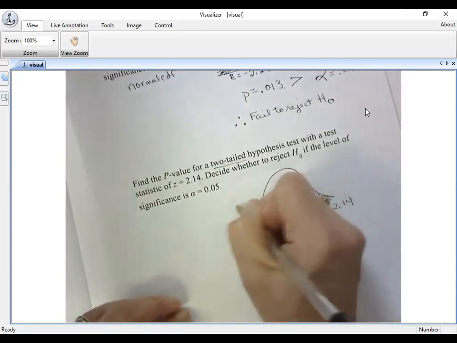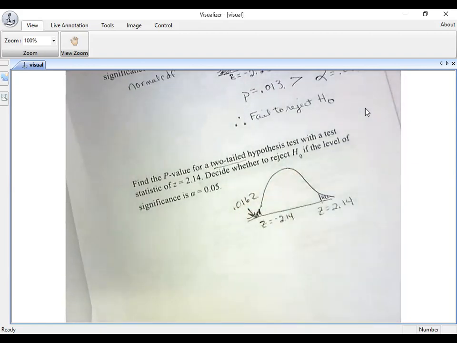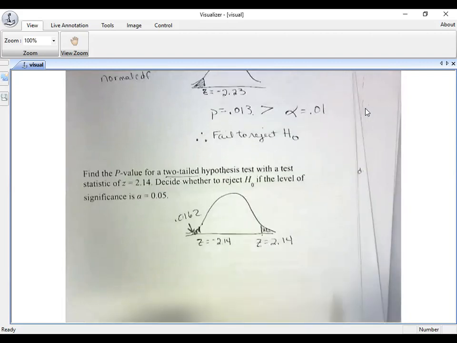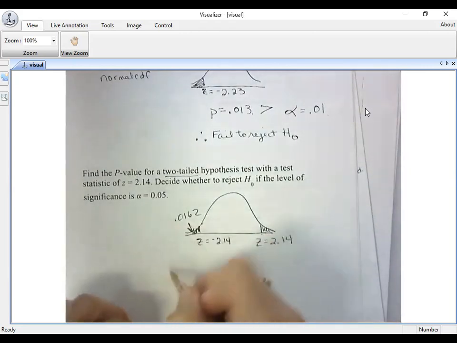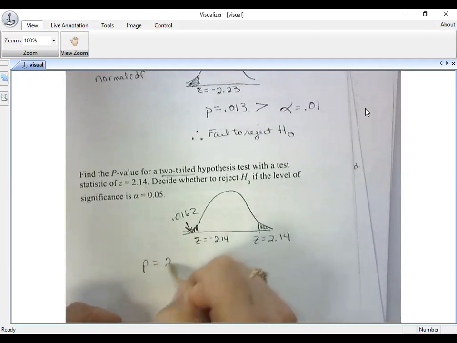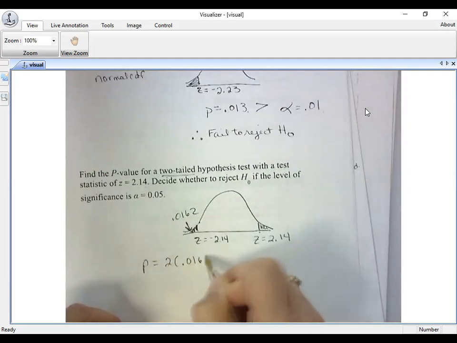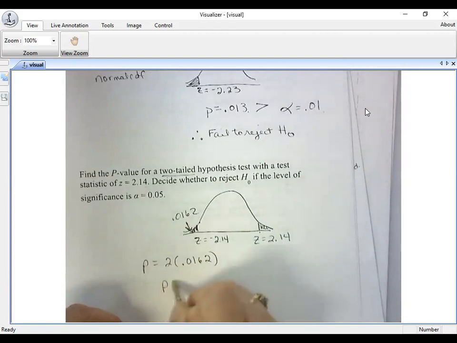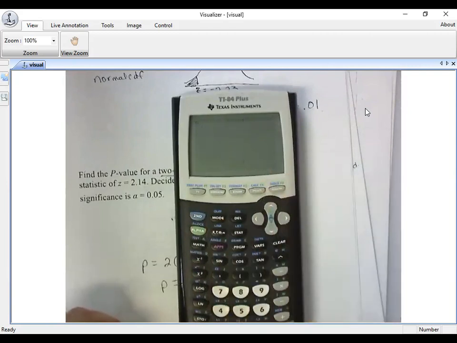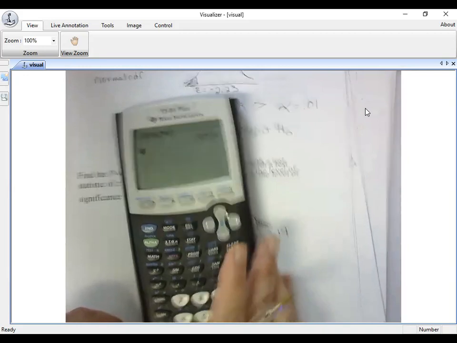Okay, so this would be an area of 0.0162, but be careful. Is that my p-value? I've got to multiply it times 2 because I've got that much area in this tail as well. So P is going to equal 2 times 0.0162, which is how much? 0.0162 times 2 is 0.0324.